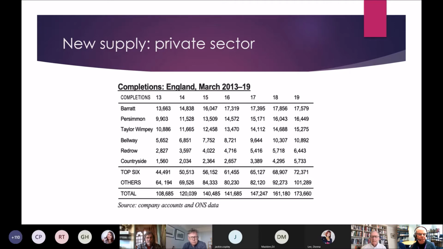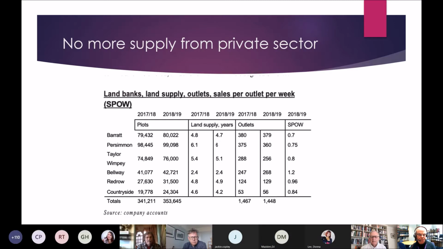So if I just come on to the next slide, Quentin, if you wouldn't mind. As I said earlier, it can take from 6 to 9 years to get from buying the land to getting the last house sold. And so you can see these guys have about 4 or 5 or 6 years supply for the reasons I've just mentioned. They carefully control the number of outlets that they have. They don't tend to go up very much. And that final figure you can see on the end there, that mysterious spow thing, that is the regulating valve for the supply of houses from the private sector.